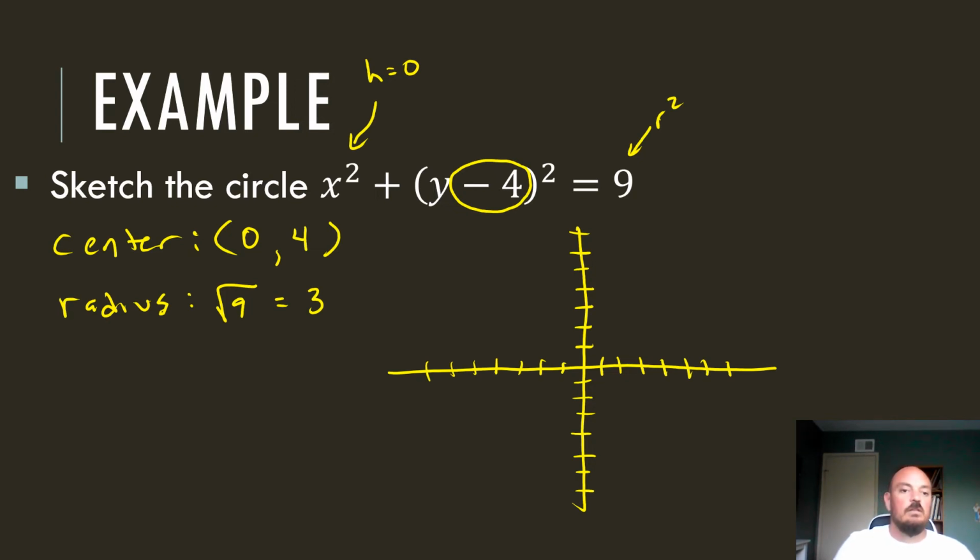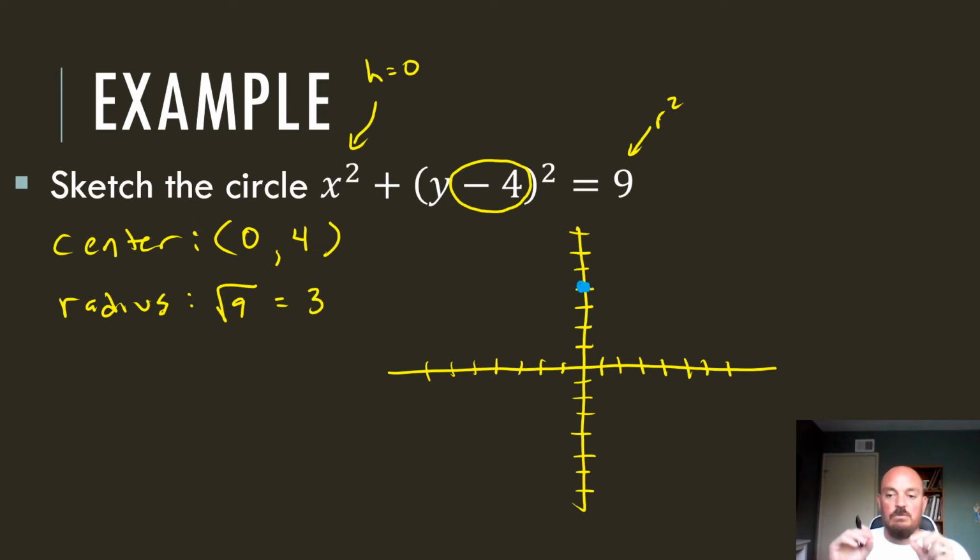All right, let's plot the center first. The center is the point (0, 4). 0 is the x, so we don't go left or right at all. Positive 4 means up 4, so it's over nothing, up 4. I'm going to put a point right here. There's the center. Now the radius of this circle is 3.